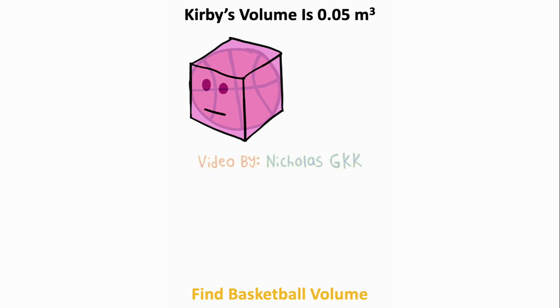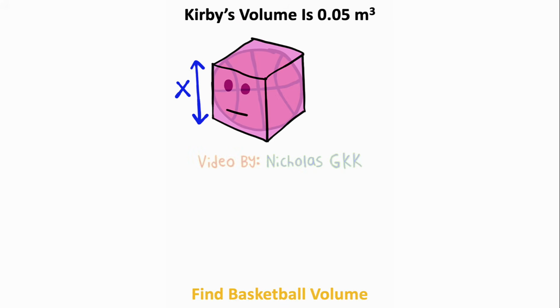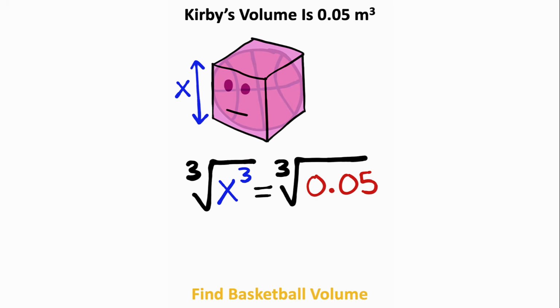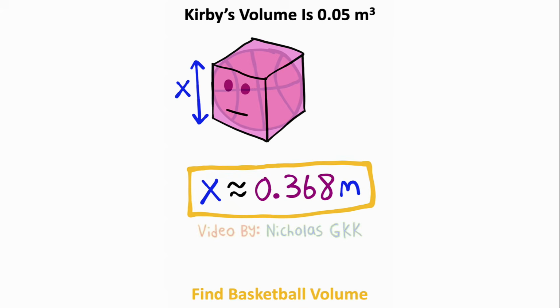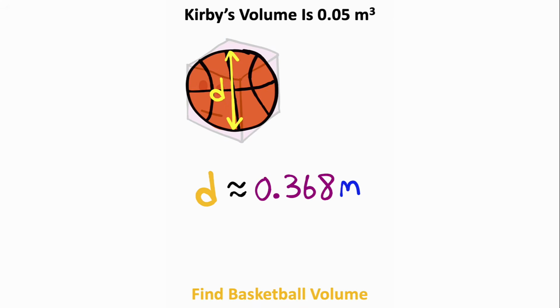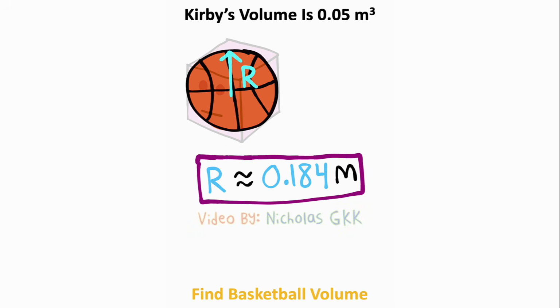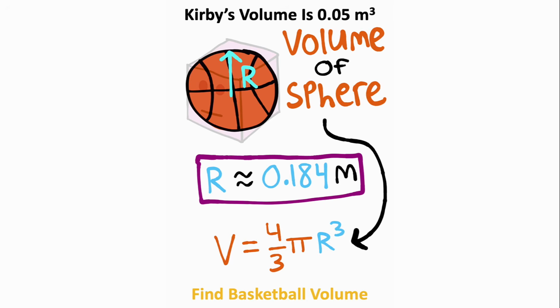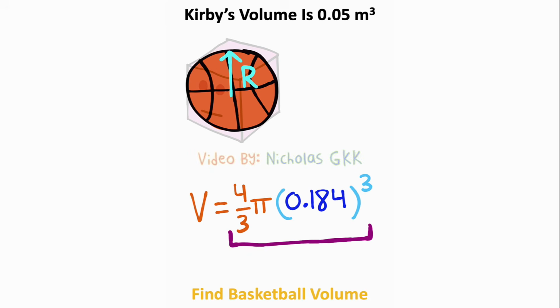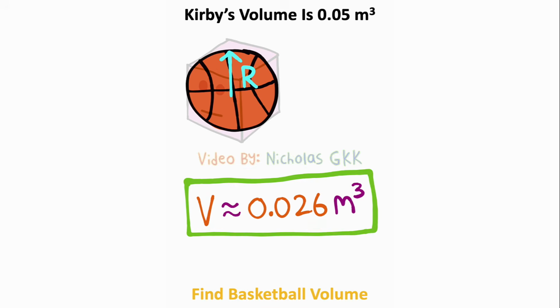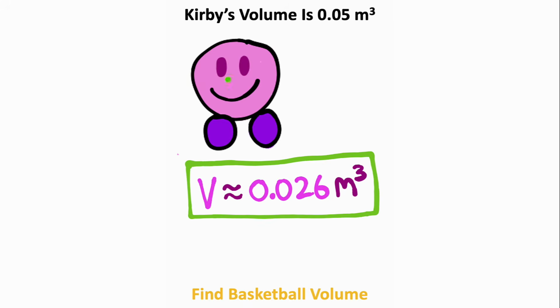So to solve this problem, I first need to find Kirby's height. I can assume Kirby is a perfect cube, and I can set x cubed equal to Kirby's volume. I can take the cube root to find Kirby's height, and notice how this would match with the diameter of the ball. We know the diameter is twice the radius, and I can use some algebra to find r. Now at this point I can use the volume of a sphere and plug my radius in right here. Multiplying these numbers gives me the basketball's volume, which is also the new volume of Kirby. Man, this was a lot of work just to make him happy.